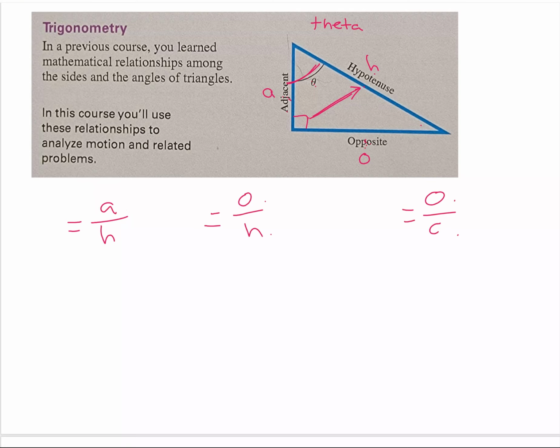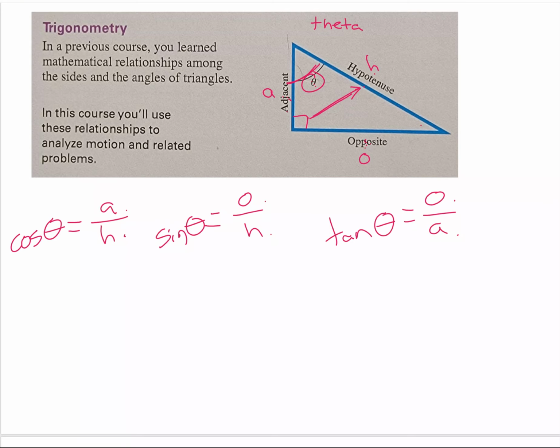Well, they're all ratios using this same reference angle right here. So why don't we call this one right here sine of that reference angle, theta. We'll call this one cosine of this reference angle, theta. And we'll call this one tangent of this reference angle, theta. Now I'm kind of simplifying what is really going on here, but that's the idea, okay? That's the concept of what's happening.